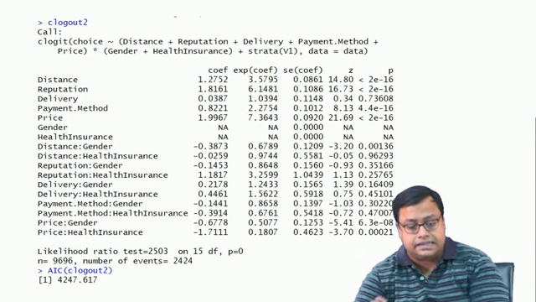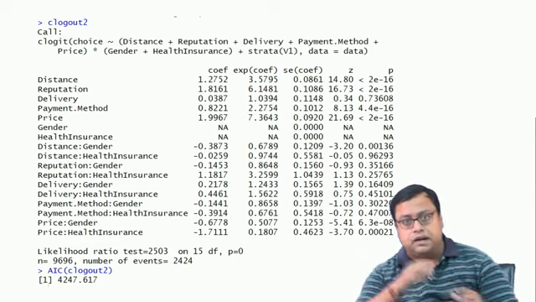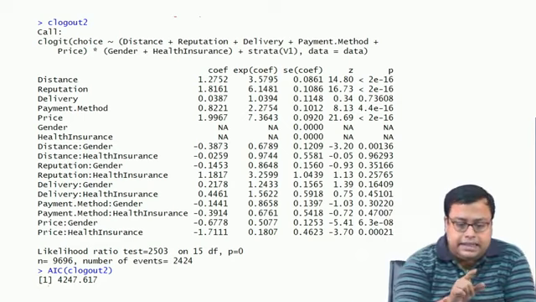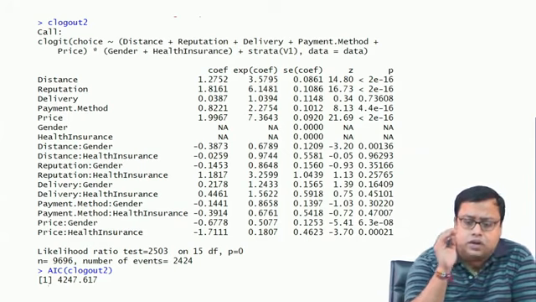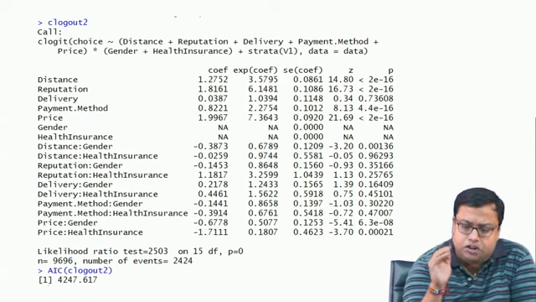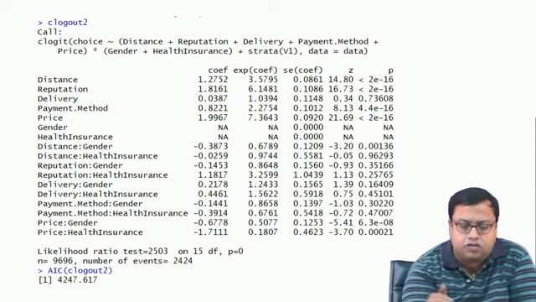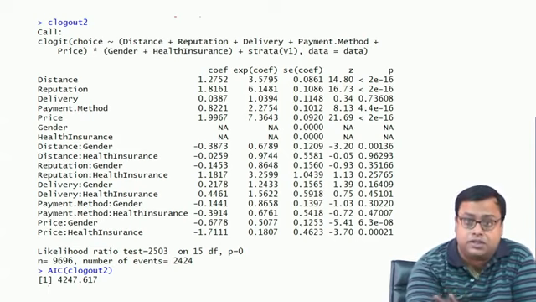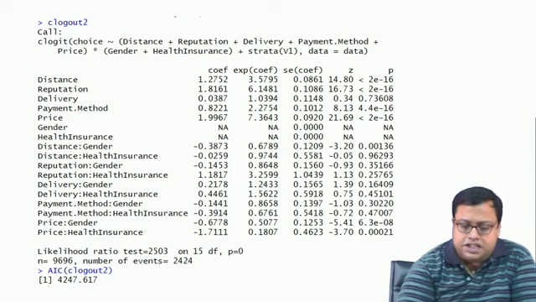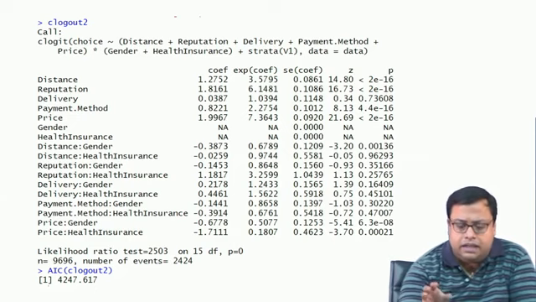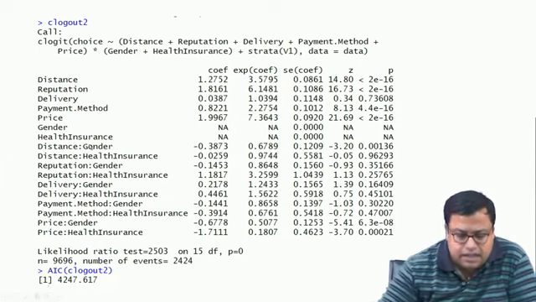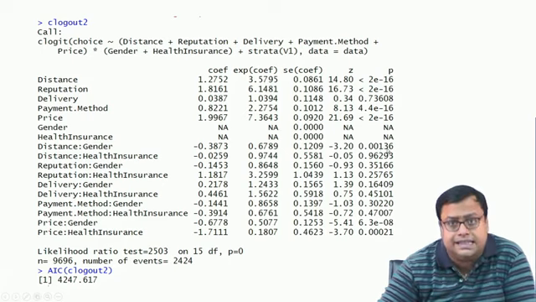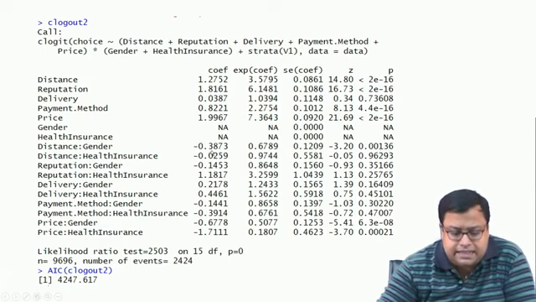Now, the next one is this part, the distance. If you see carefully, the distance is still significant, and reputation is most important. Now, after controlling for all of this, price has become most important. Gender and healthcare, probably there was some correlation, that's why they are coming in here. But what is more important to see here is this one, 0.00136, which is significant, and this is negative.